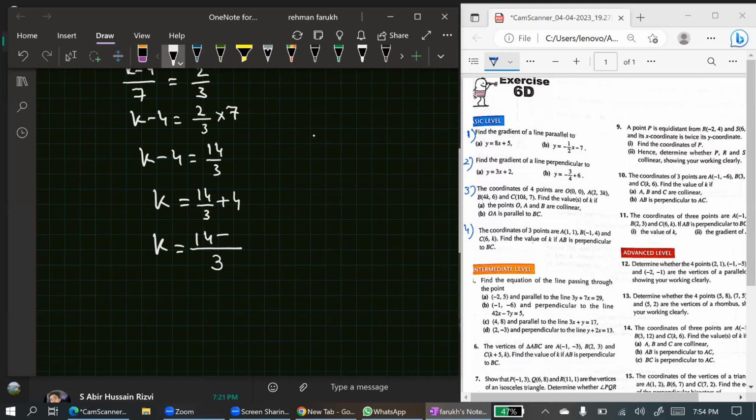Now, we will not simply add 18 over 3, we have to take the LCM. K is equal to 26 over 3. Okay.